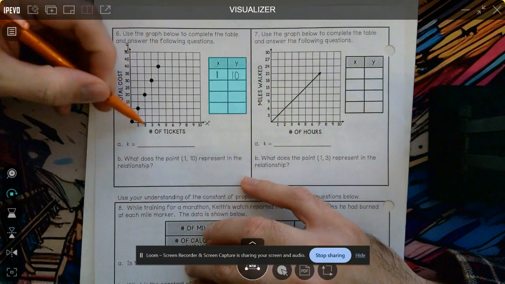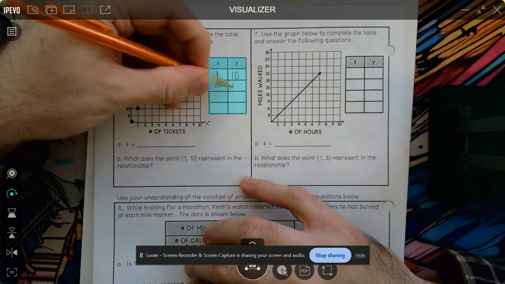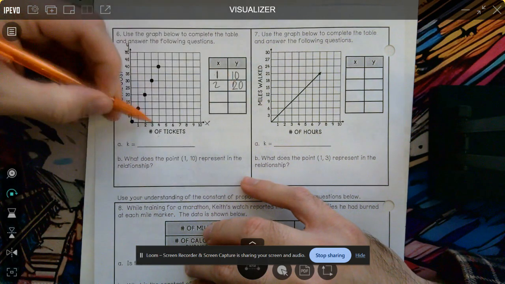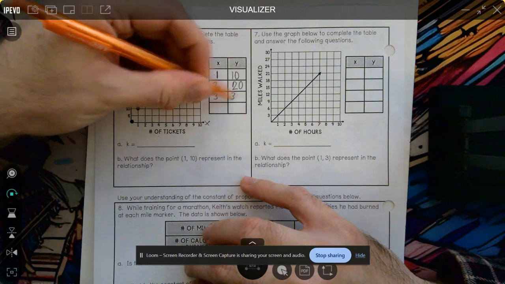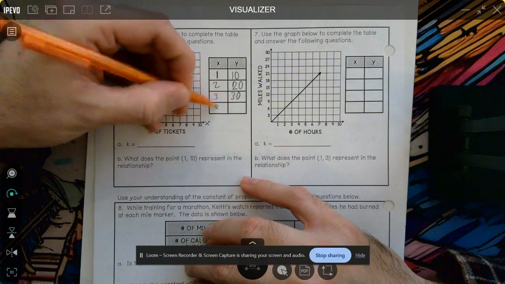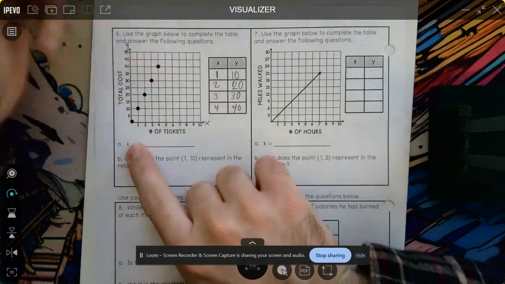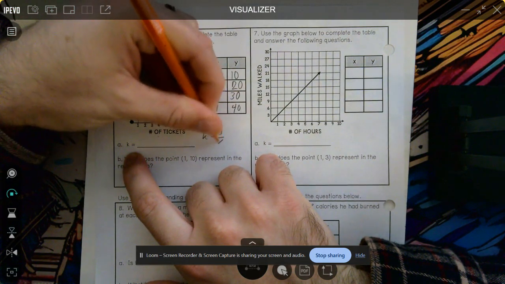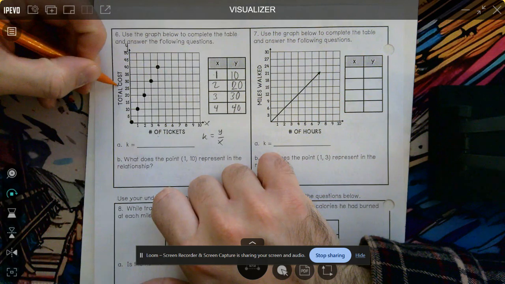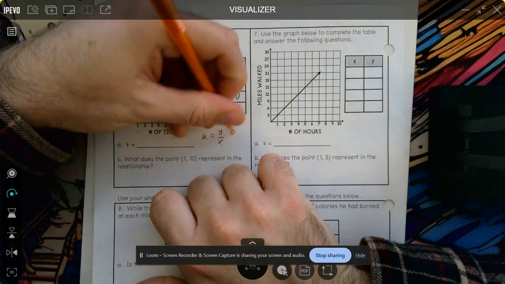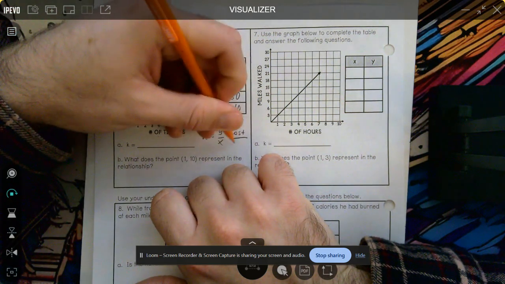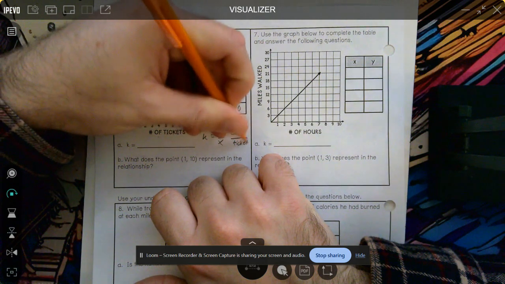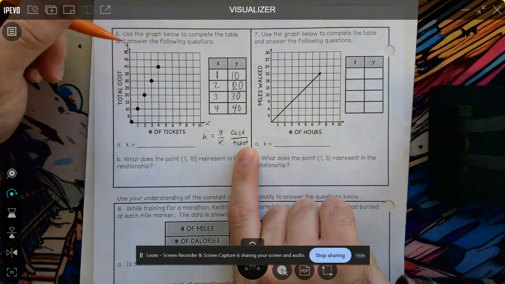How much do 2 tickets cost? 20. 3 tickets? 30. You might see a pattern here. 4 tickets? 40. So let's find our k value now. Remember, k value is y divided by x. So here it'd be cost per ticket. Cost divided by tickets. That's how we can show our k value, what it represents.